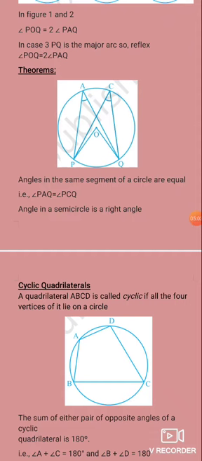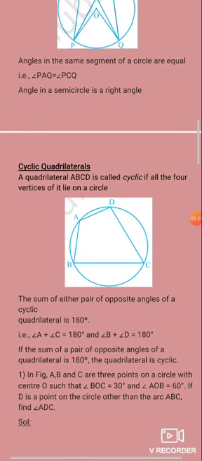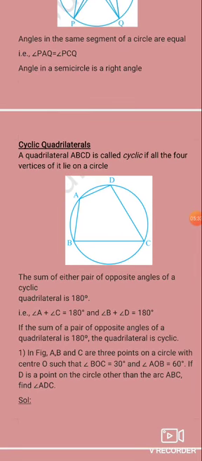Now the properties of the cyclic quadrilateral. Listen carefully. The sum of either pair of opposite angles of the cyclic quadrilateral is 180 degrees. Here, angle A plus angle C is equal to 180 degrees, and similarly angle B plus angle D is equal to 180 degrees. Okay. Now listen, the sum of the pair of opposite angles of a cyclic quadrilateral is 180 degrees.